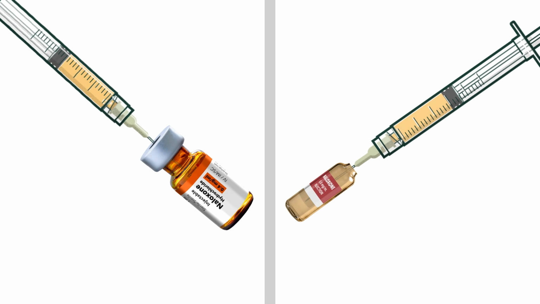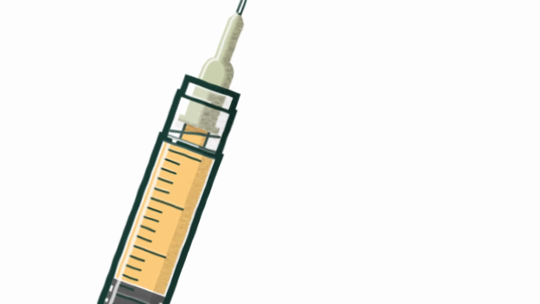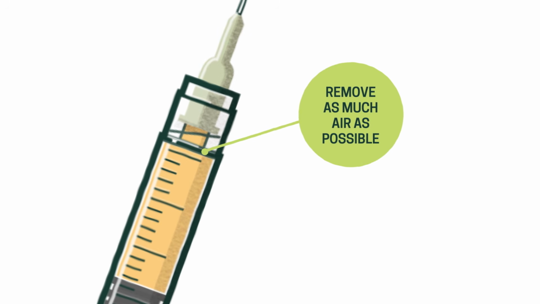Point the needle upwards and gently press the plunger to release any extra air bubbles. A syringe is pointing upwards. A small empty airspace can be seen at the top near the needle. Text on screen. Remove as much air as possible.